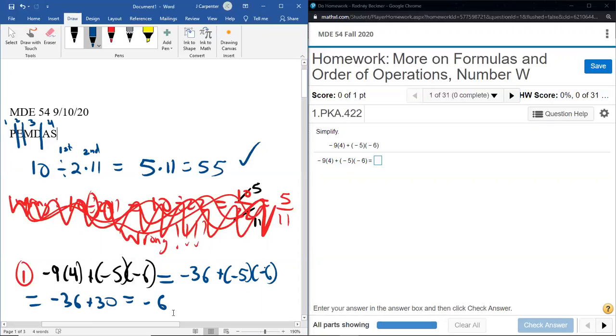Let's see if we get it right. Negative 6. We got it, so we can move on.